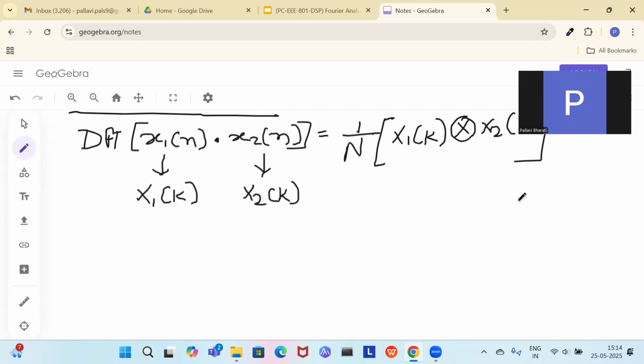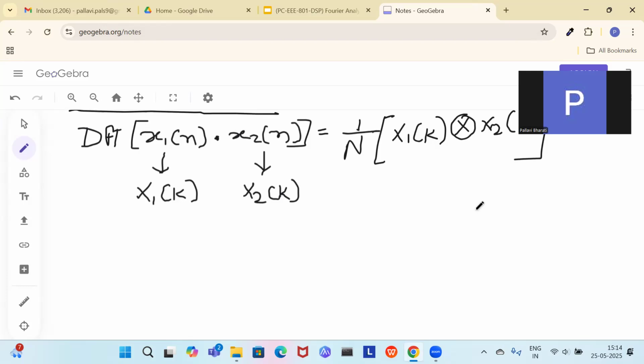So for this part, we have to again start with the left-hand side, the x1n into x2n itself, but we will again use the IDFT property also over here. So first let's get started. That is our proof. So in the proof, the first thing that we have to write here is DFT of x1n into x2n.